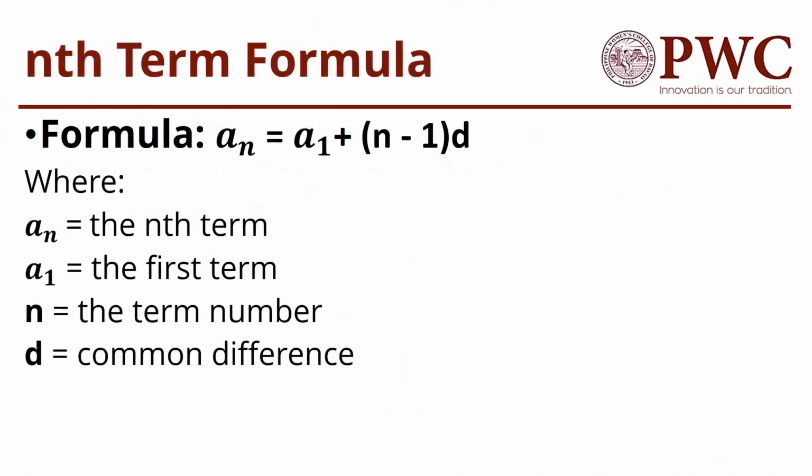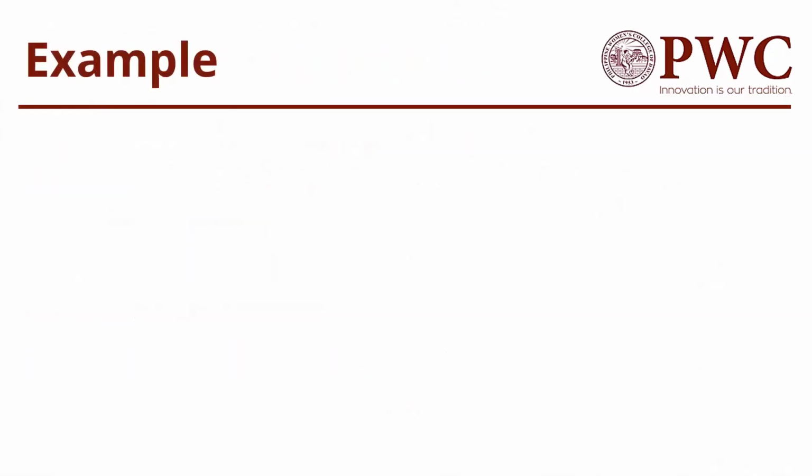Let's go with the next formula, which is the nth term formula. So this formula is used to solve for the nth term. So if you were asked for the 8th term of the arithmetic sequence, this is the formula that you would use. Now the formula is a sub n is equal to a sub 1 plus the quantity n minus 1 times the common difference d, where a sub n is the nth term, which is the term that we need to solve. A sub 1 is the first term, n is the term number, and d is the common difference. Now let's go with the next slide and have an example.